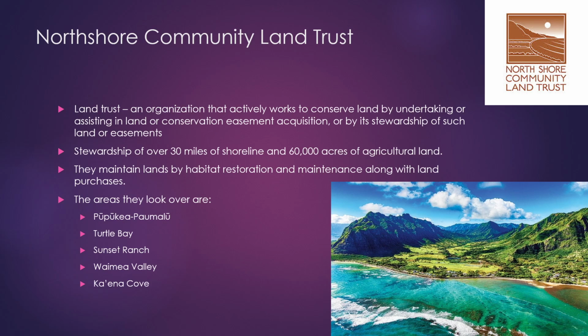North Shore Community Land Trust is an organization that manages large amounts of land, specifically 60,000 acres of agricultural land and over 30 miles of shoreline. Their goals are to maintain the habitats and work with landowners to do this. They maintain habitats by protecting the wildlife, the cultural or historical sites. They protect the natural resources of those areas from commercial development or any other activities that could disrupt or pollute those lands. The North Shore Community Land Trust took over about 6 locations, which are named in this slide at the bottom.